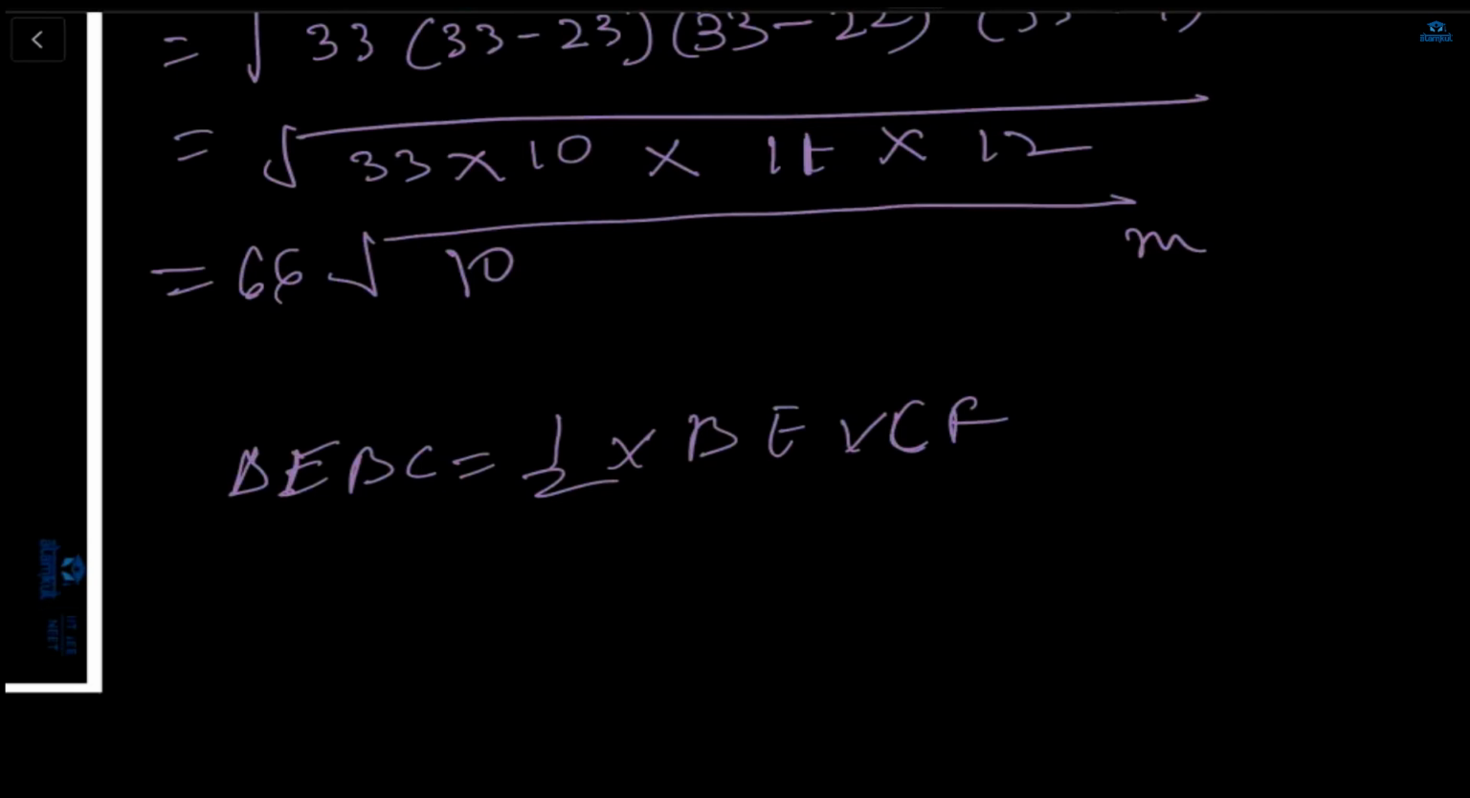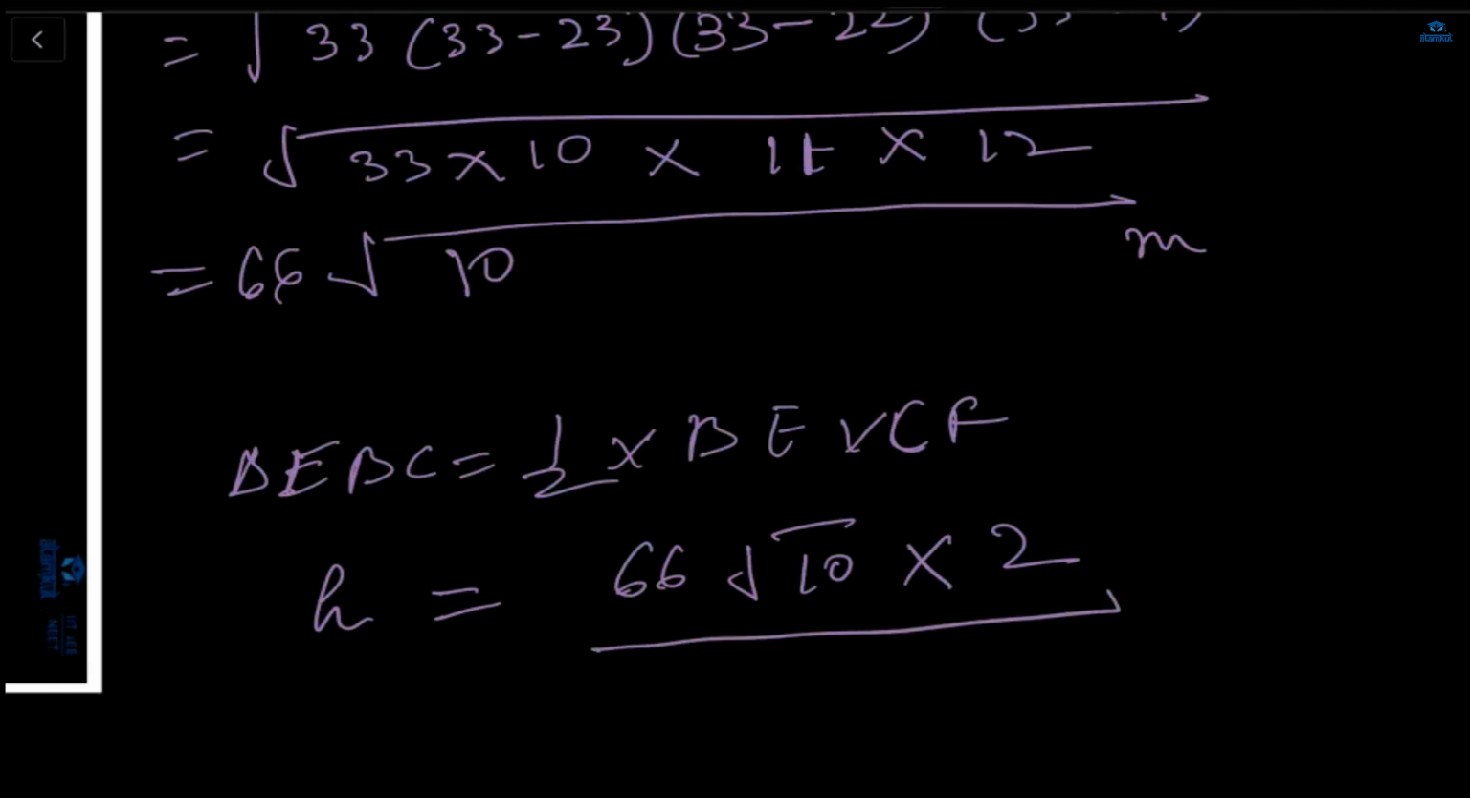Now half into base into CF. So now we can find the value of H from here by 66 into root 10, 66 into root 10 multiplied by 2. This 2 will go, and then this 2 will go here, and this CF.